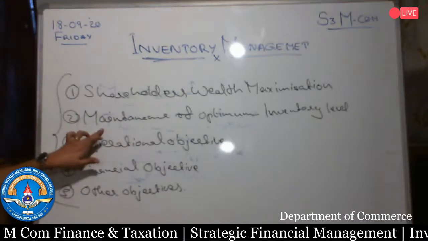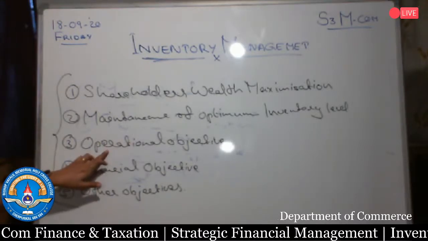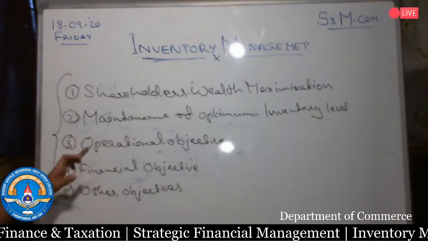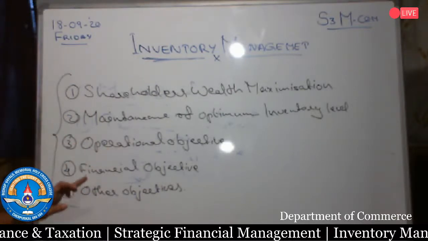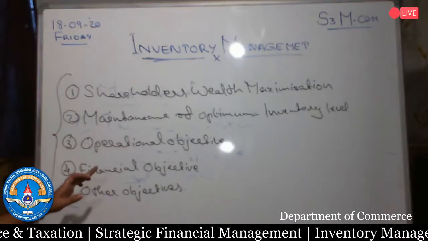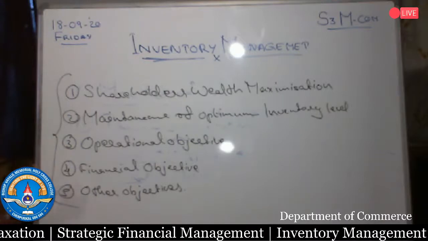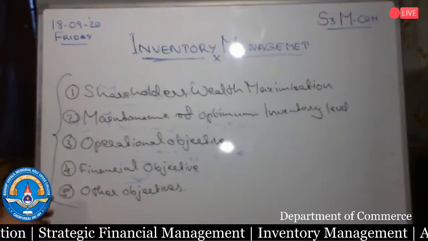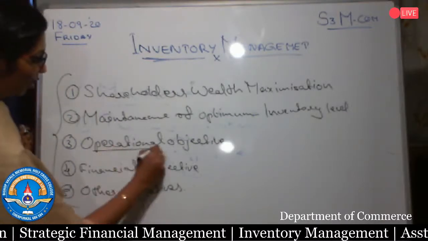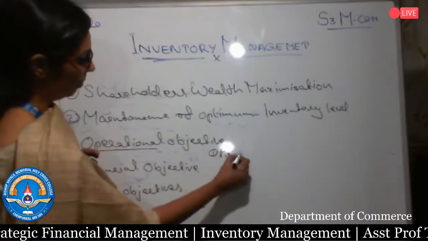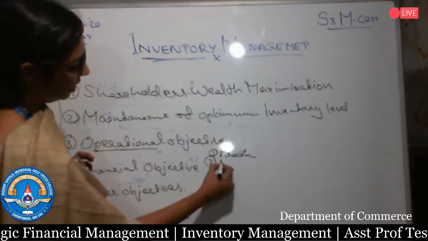That is the second objective. And the third objective is the operational objective. Operational objective simply means that the production and the selling process should not be disturbed. The main two operations of an organization are production and selling.